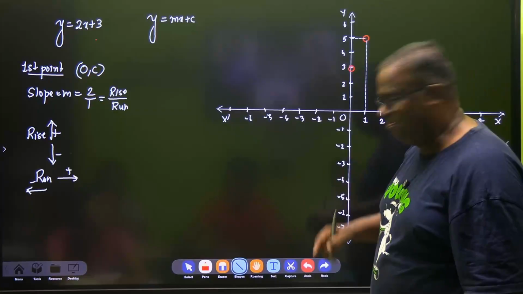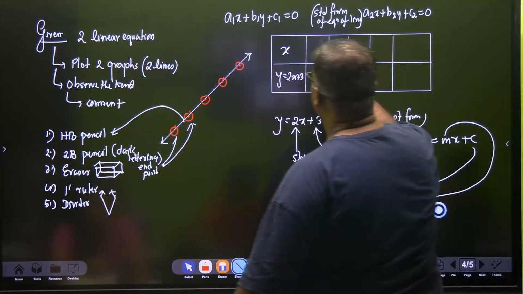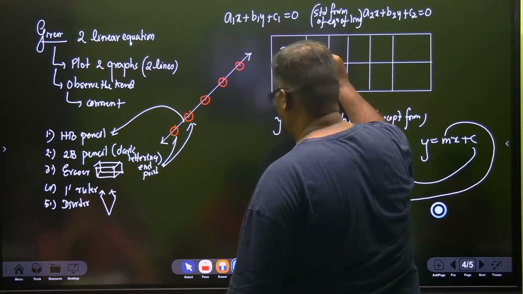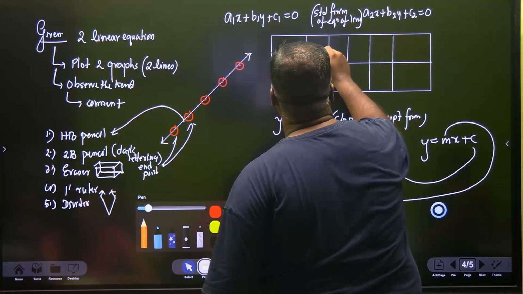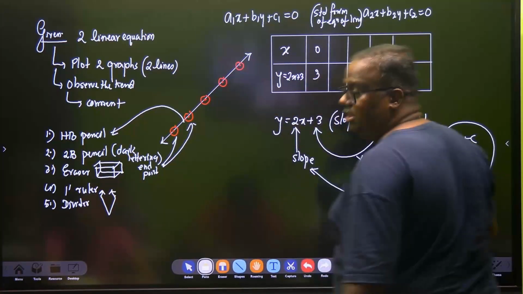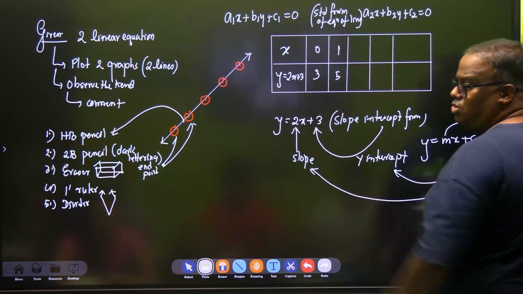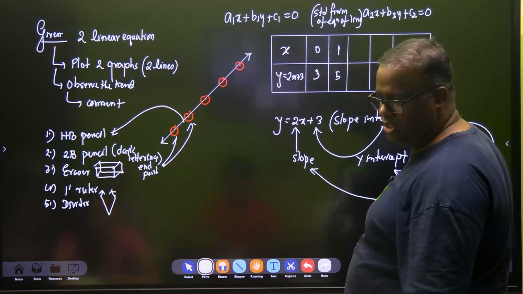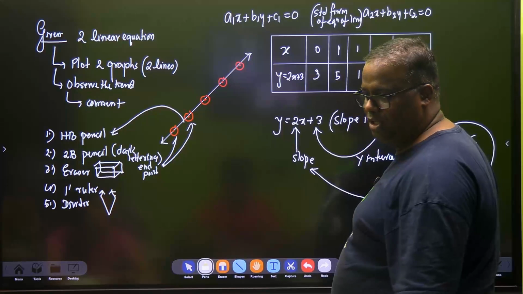Then what do you do? You go back to your chart. So what is the first point we found? Our first point was, tell me bacha, 0, 3. The next point we found was 1, 5. Now look at this equation. If you take -1, 2 into -1 is -2. -2 plus 3, 1. So -1, 1 should be a point.